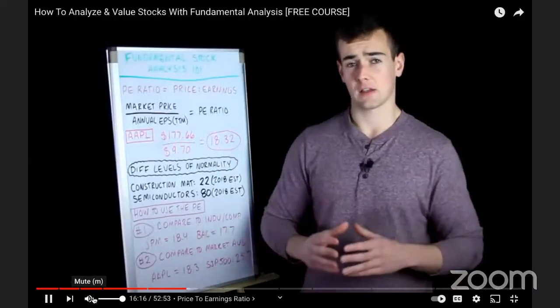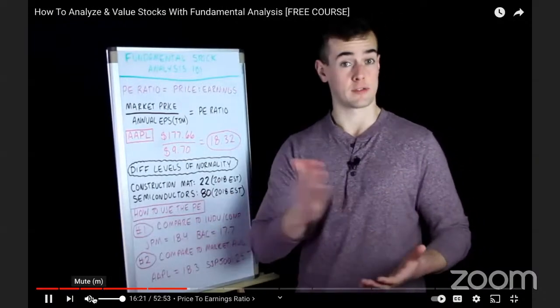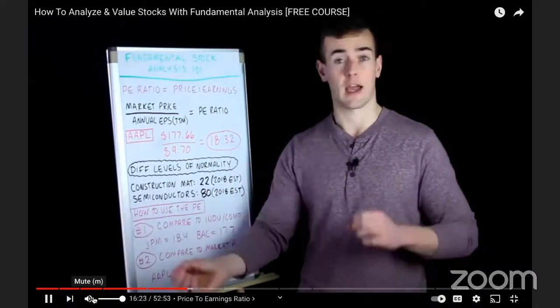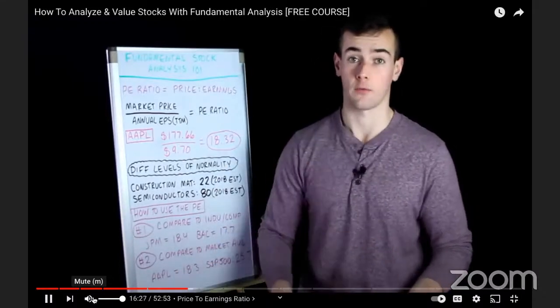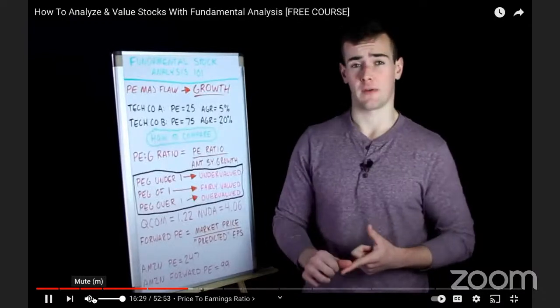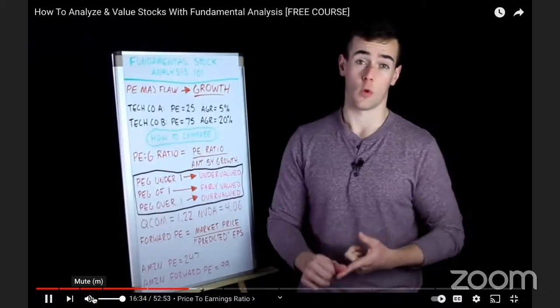So that is basically how you use the PE ratio. It is a comparison tool between the market as a whole and that stock, or stocks within the same industry, or comparing this stock to that industry or sector average. We're going to talk about two ratios that I find to be more useful than the PE ratio, and those are the PEG ratio as well as the forward PE.